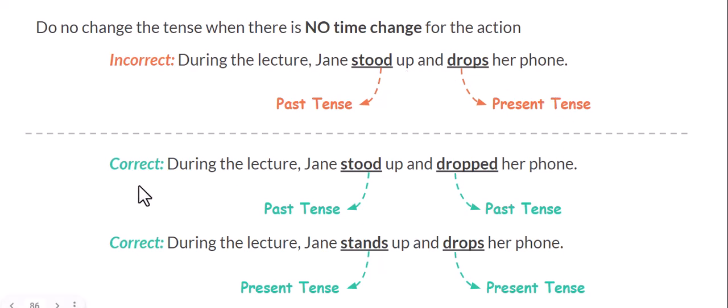So as you can see here, in this example, during the lecture, Jane stood up and dropped her phone. Here we use the same tense, and also if this is in the present, we use the present in the same sentence. But the first sentence here is wrong, because the same action happened at the same time, so you can't actually change any tense. Okay, you can't change any tense. So you need to be aware of that.